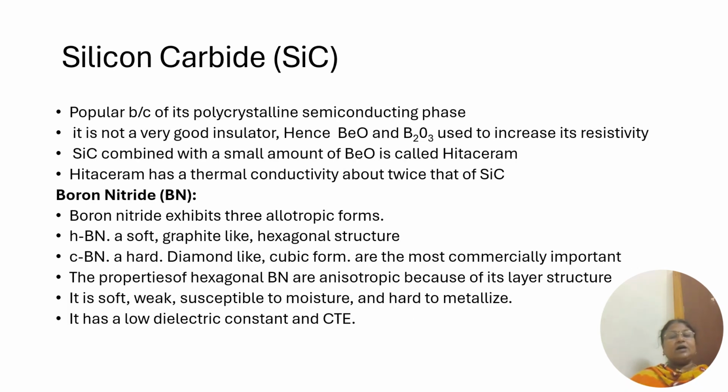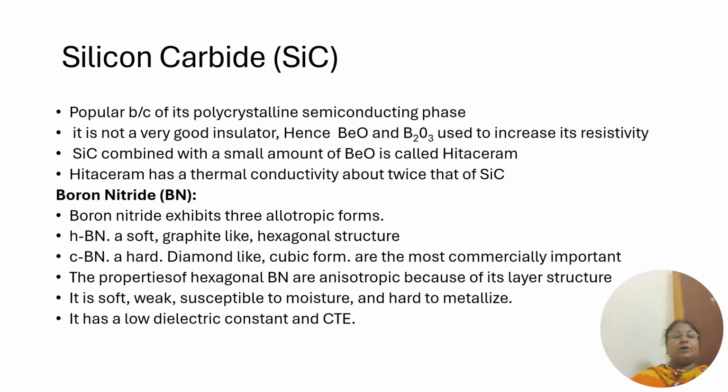And if you go with the carbide, nowadays silicon carbide is a very cheap component, and it possesses a lot of interesting properties. Polycrystalline semiconducting phase is established. It's not a very good insulator, even though it is used to increase the resistivity, which is possessed by beryllium oxide.